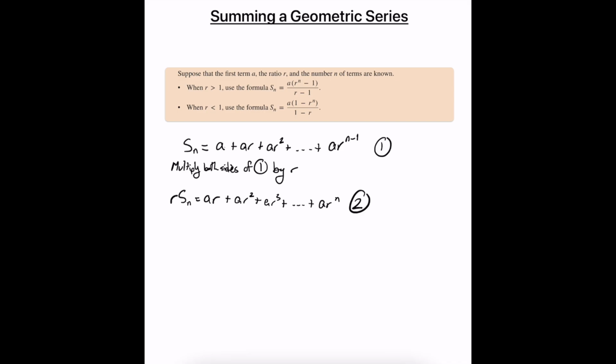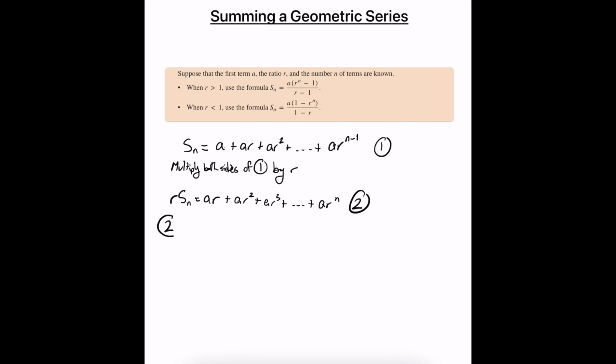So what we're going to do is we're going to say this is equation 1, and then we are going to multiply both sides of 1 by r. And so that means we get rSn is equal to ar plus ar squared plus ar cubed plus all the way up to ar to the power of n. And we are going to call this equation 2.